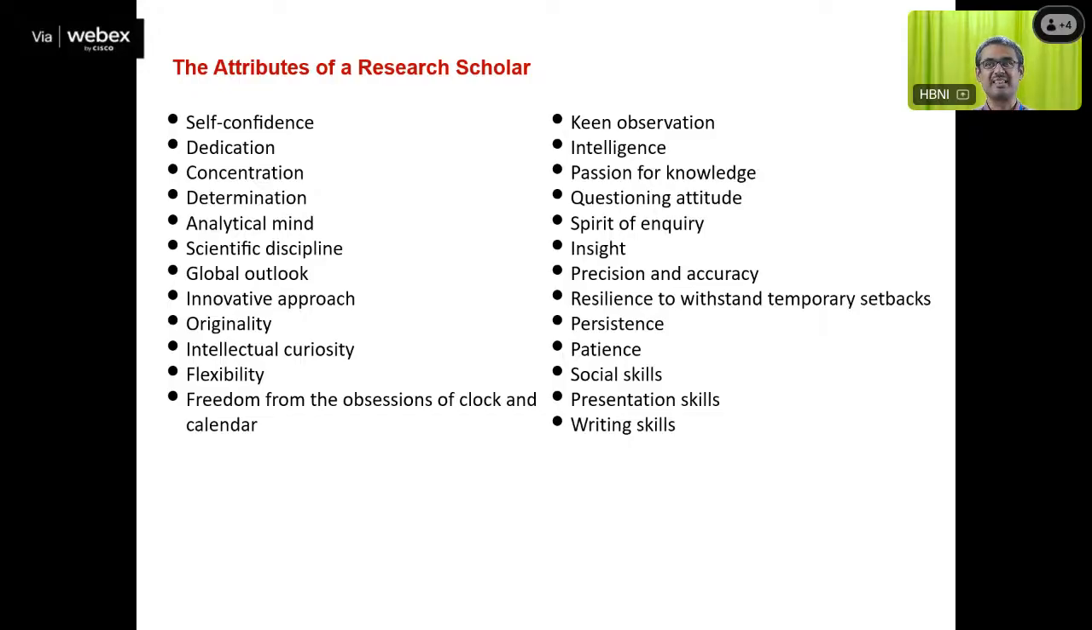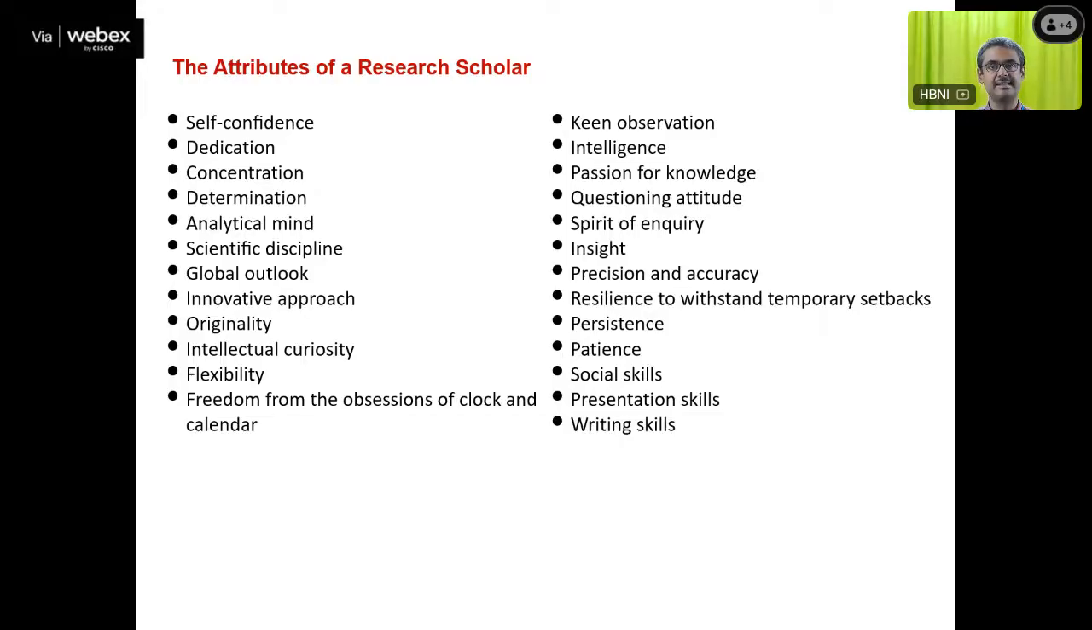Keen observation is another attribute of a research scholar. Intelligence, what I will tell, is it fixed or does it evolve as you do curiosity-driven research or applied research with a lot of curiosity? Automatically, you collect data, analyze, interpret, write it down, identify the gaps and barriers, start a new problem, and repeat the same things automatically with intelligence. I think it's a dynamic phenomenon. Passion for knowledge, well, we all have that.